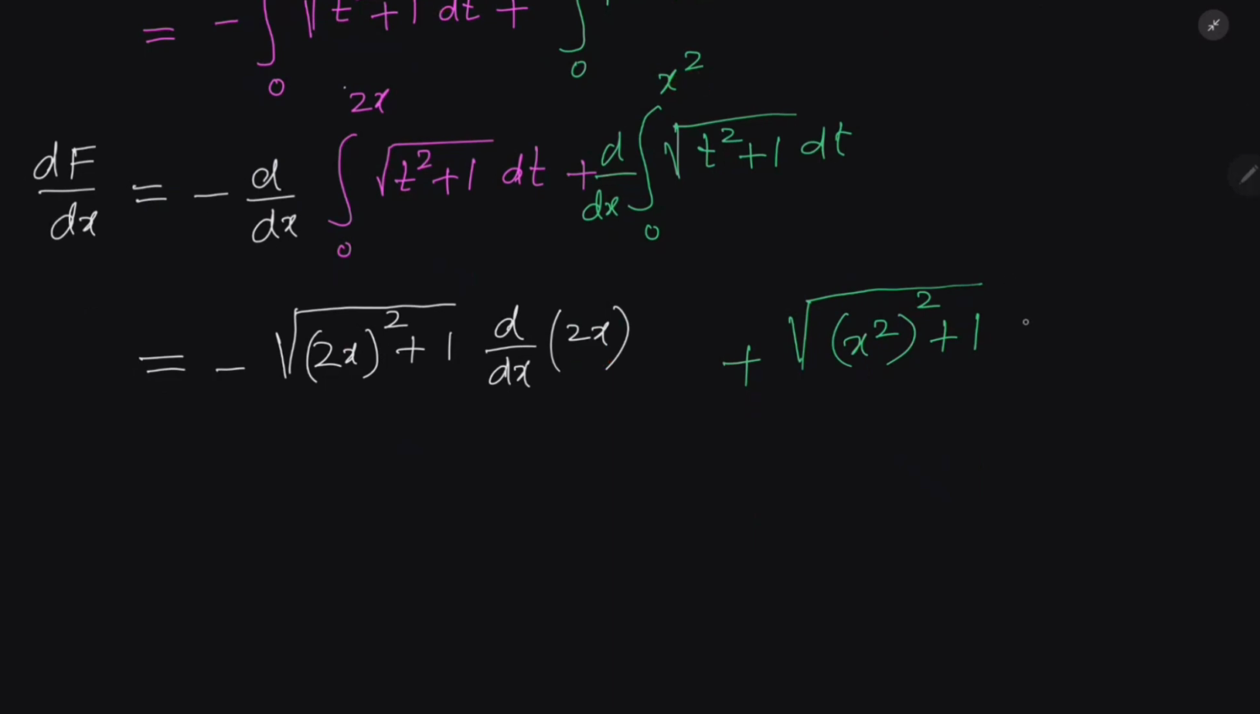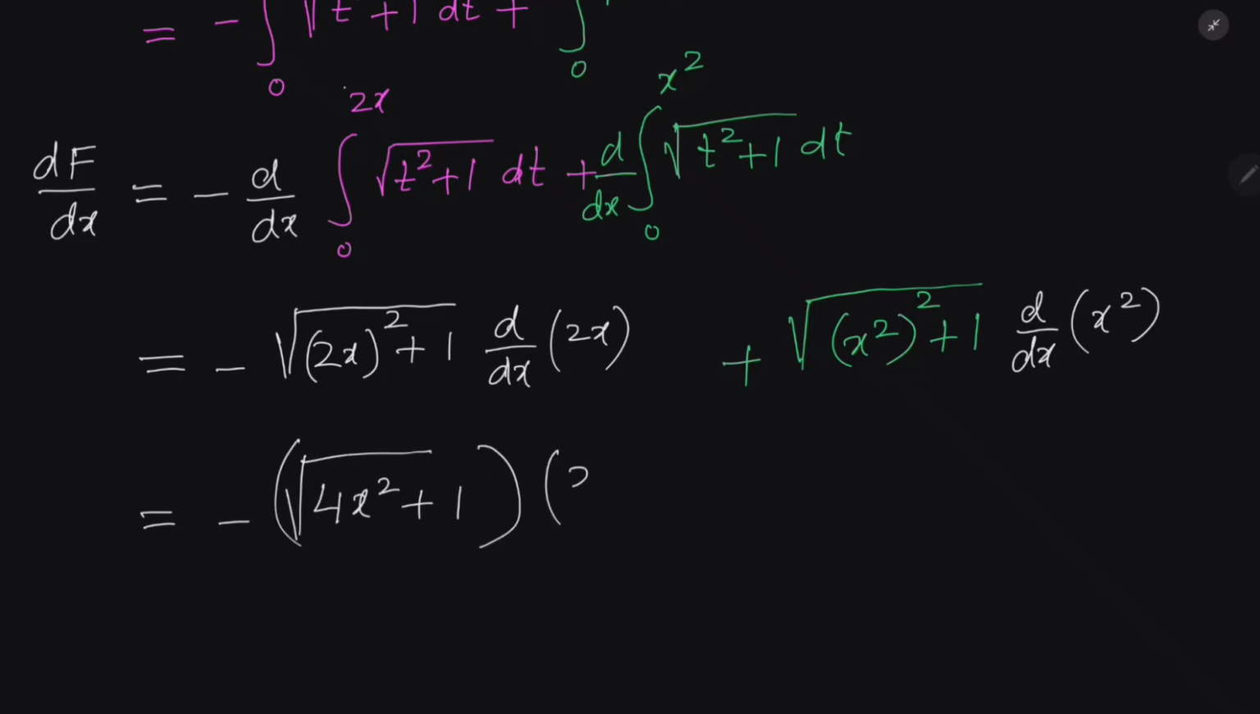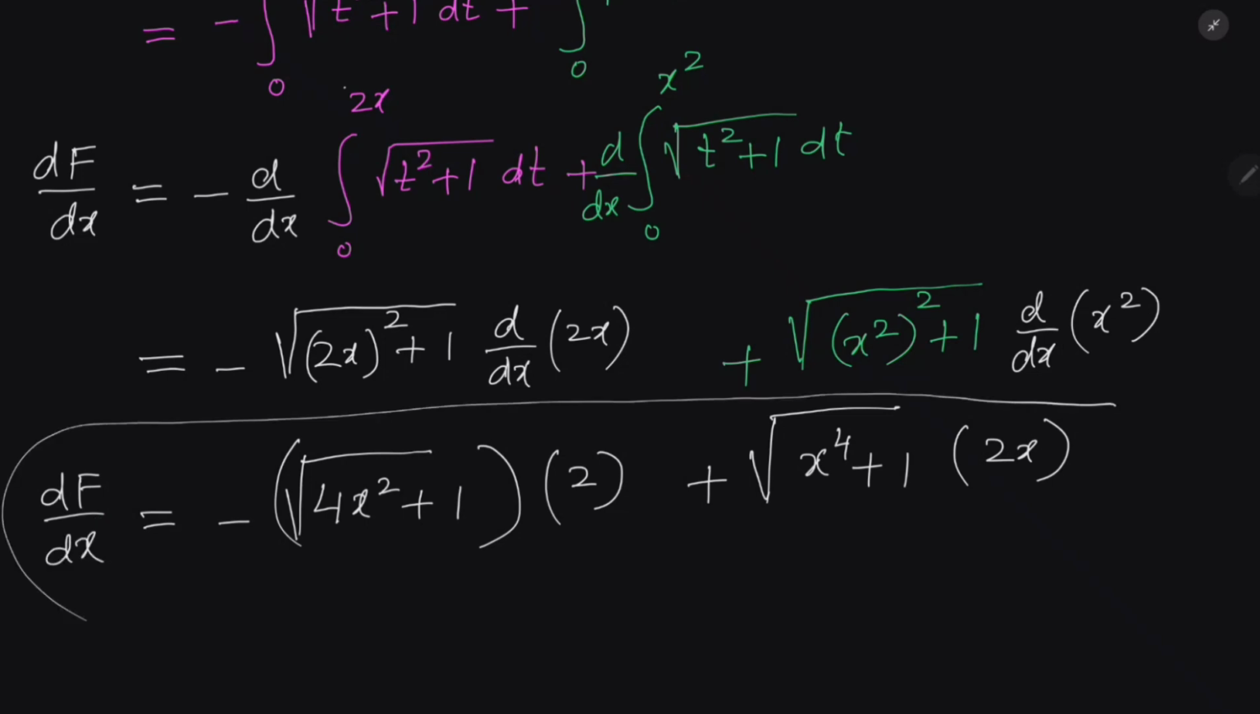So we get d by dx and the derivative of the upper limit. Then we get minus square root of (2x) whole square plus 1, times 2, the derivative of 2x, plus square root of x raised to power 4 plus 1, then times 2x. So this is df by dx. That is the answer of this question.